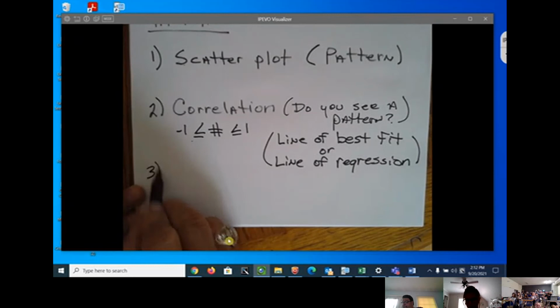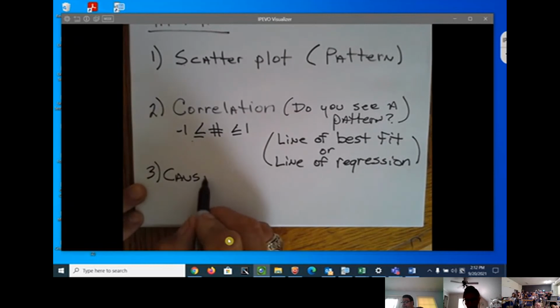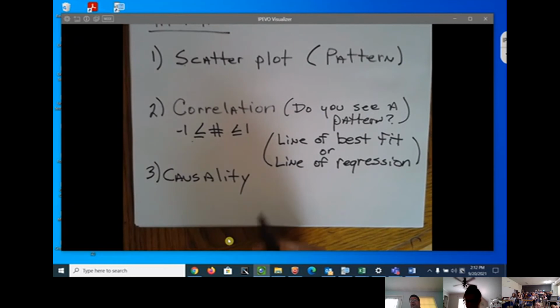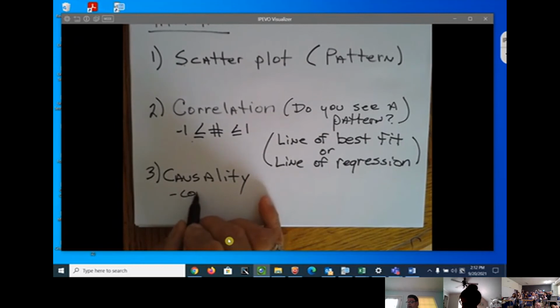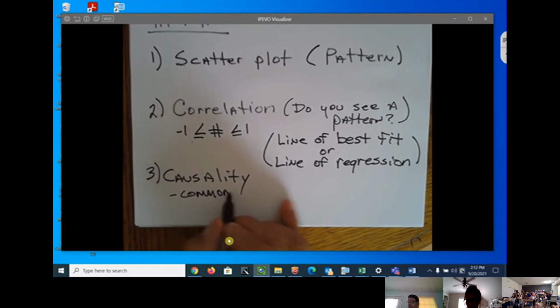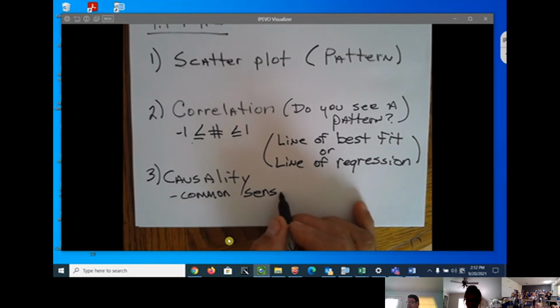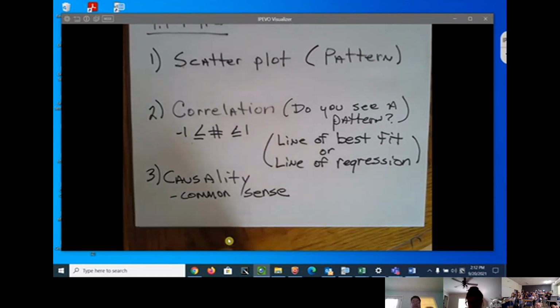Causality. Causality is not mathematical. Causality uses a little bit of common sense. Common sense. And I always spell sense with an S. Is that right? Yeah, it is. I always want to spell it with a C.